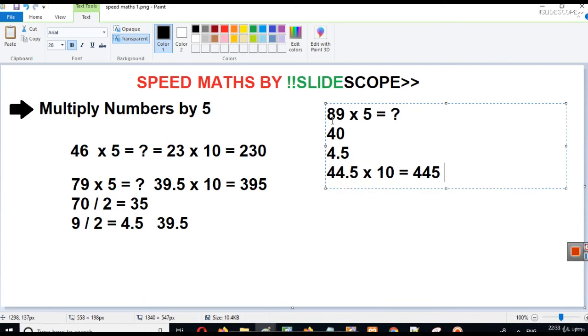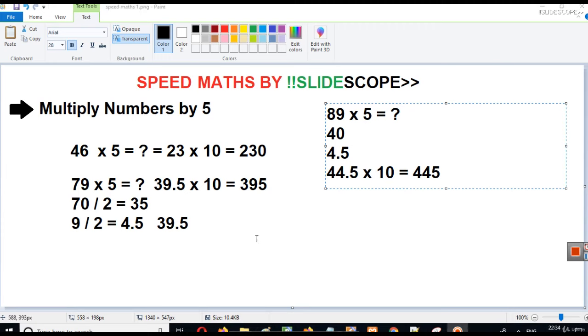Getting half of these numbers will be really easy if you watch the chapter where we have described how to multiply numbers by 2, divide numbers by 2, divide numbers by 3, divide numbers by 4, and so on. So getting half is really easy, and by getting half and multiplying it by 10, you will simply get that particular number multiplied by 5.